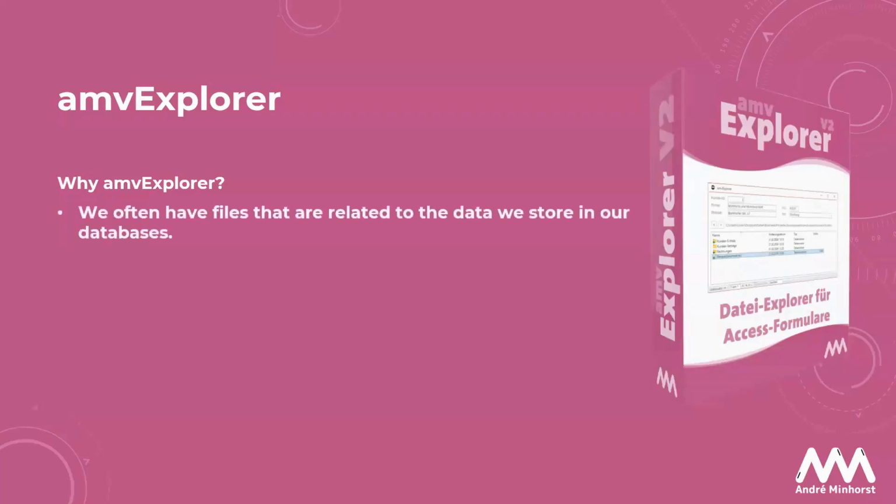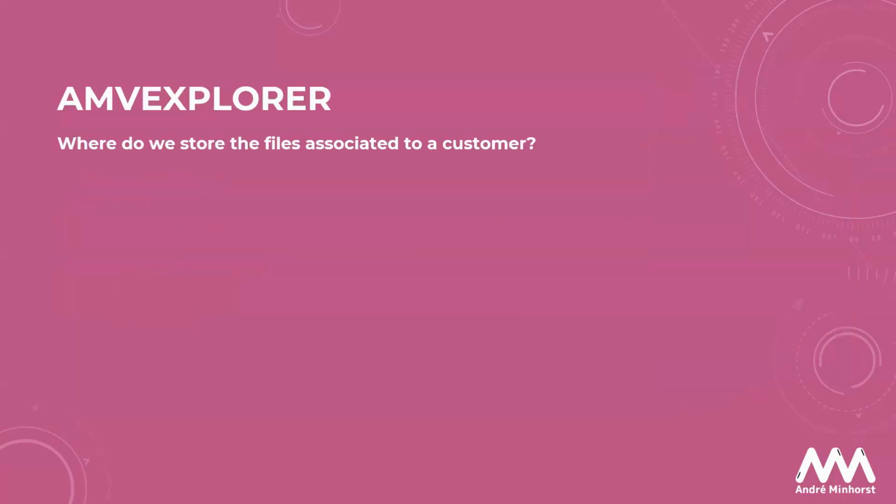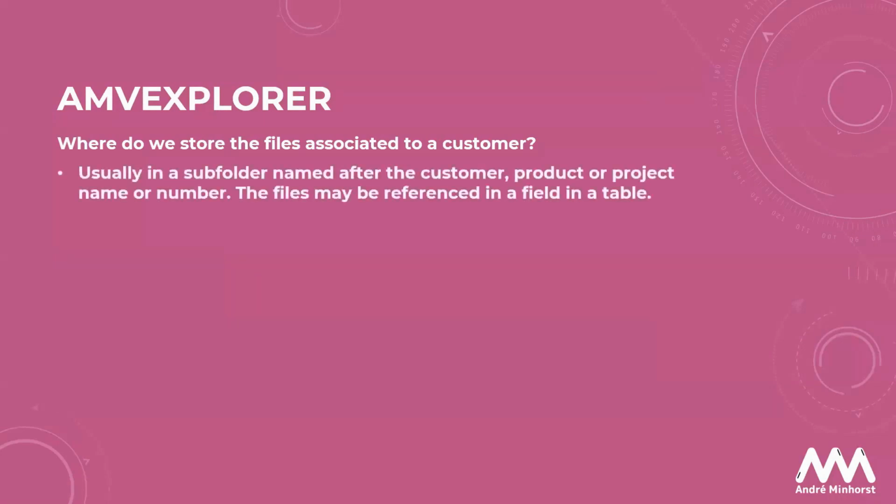Now for the second tool, the amvExplorer. Why amvExplorer? We often have files that are related to the data we store in our databases. One typical example, customers. There we have invoices, orders, emails, and lots more documents, but this also applies to projects, products, and more. Where do we store the files associated to a customer normally? Usually in a subfolder named after the customer, product, or project name or number, and the files may be referenced in a field in a table of our database.